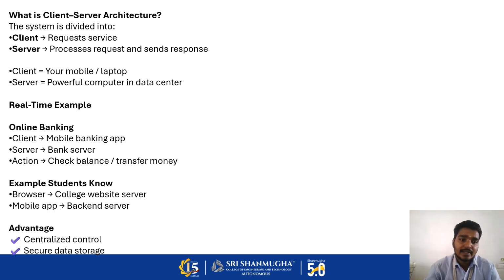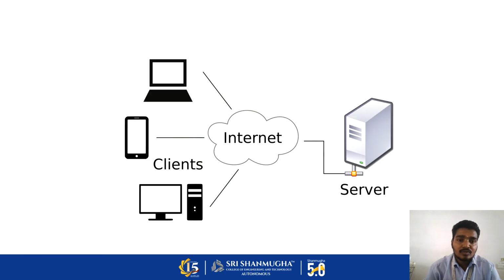The client is the mobile banking app. The server is the bank server. Actions are checking the balance and transferring money. We do this kind of action in online banking applications on mobiles. Other examples are the browser with the college website server, and the mobile app with the backend server. The advantages are centralized control and secure web service. In the client server architecture, the internet client sends the request to the server, and the server retrieves the data for the client. That is the main work of this process.